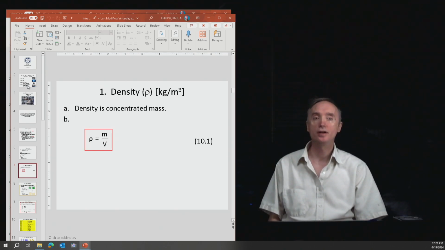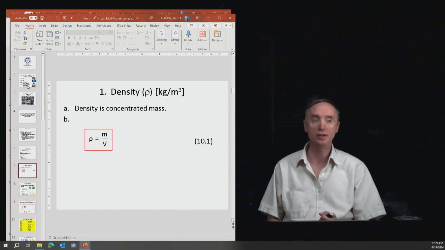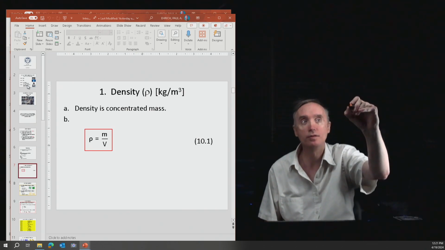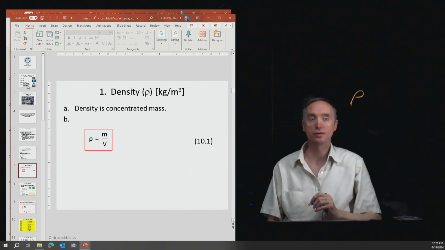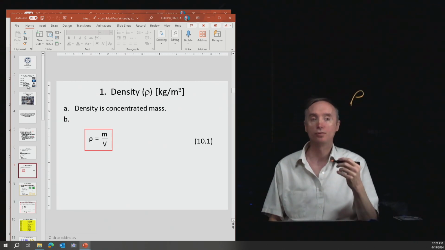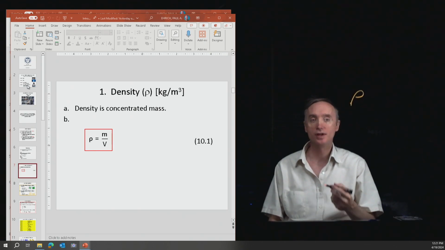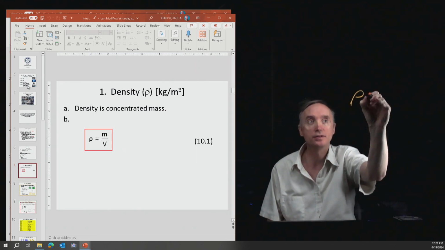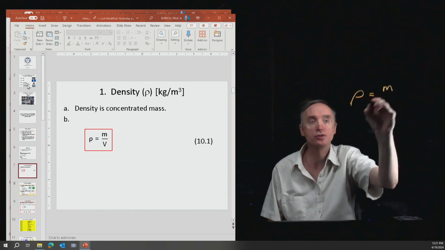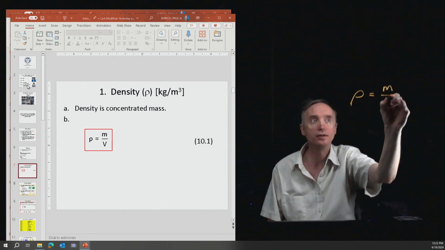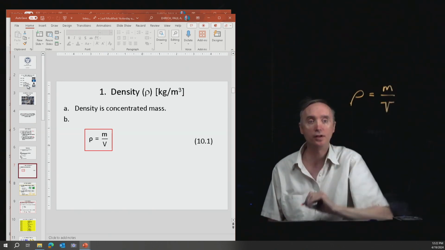Okay, we're going to begin by talking about what density is. And density is going to be given by the letter rho. I know it kind of looks like a P, but it's the Greek letter R. So it's rho, as in row, row, row your boat. Our definition of density is the mass of an object, M, divided by its volume, V.